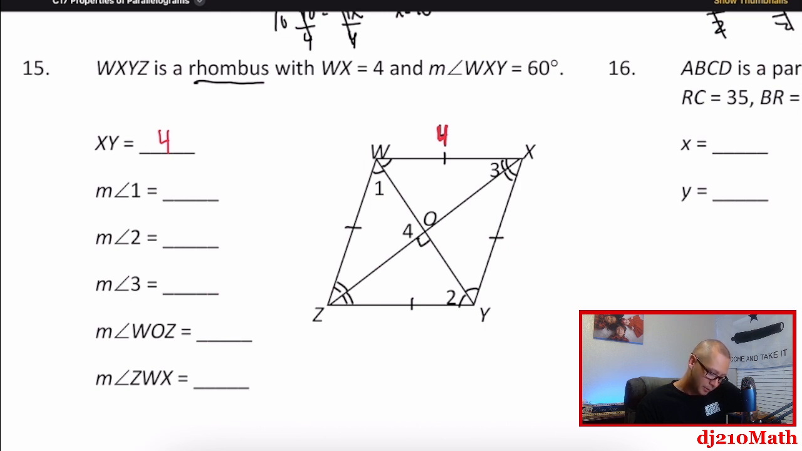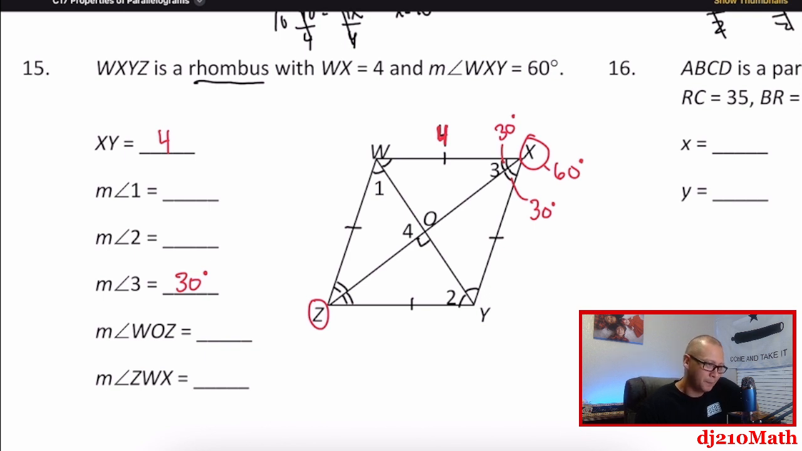So let's see, what else? WXY. Okay, so this whole angle here is 60. The whole angle is 60. Because the diagonal bisects the angle, cutting it into 2 equal parts, each of these is going to be 30. So right away, we know that 3 is 30 degrees. Okay, if X is 60, that implies that Z is 60.